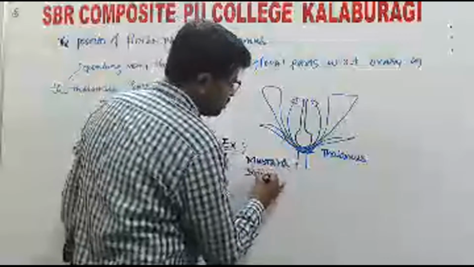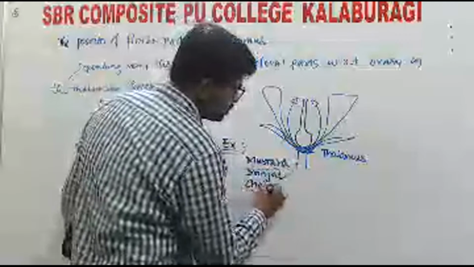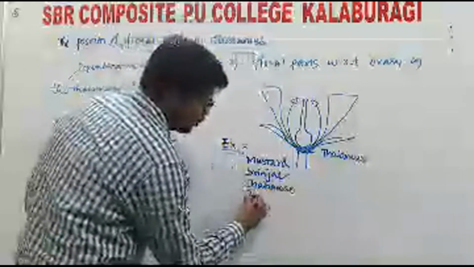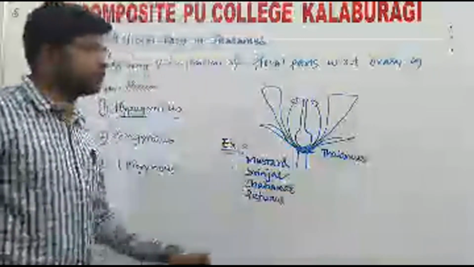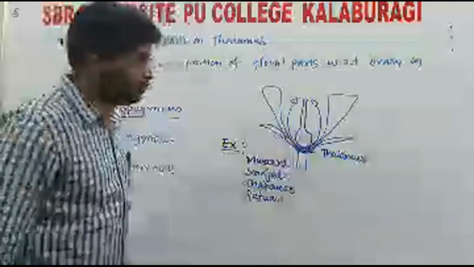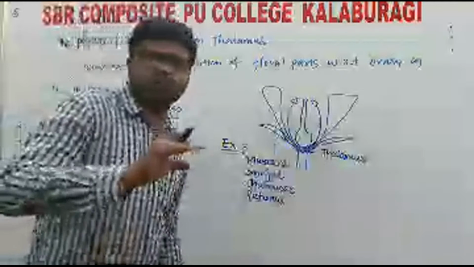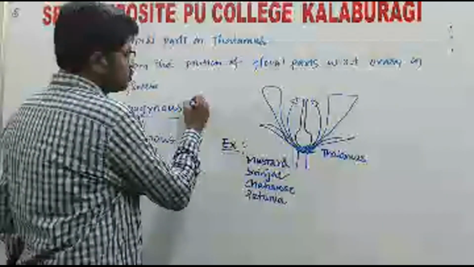brinjal, China rose, and petunia are examples for this hypogynous condition, right? So here you will see that the ovary is above the floral parts. So here we call it a superior ovary.